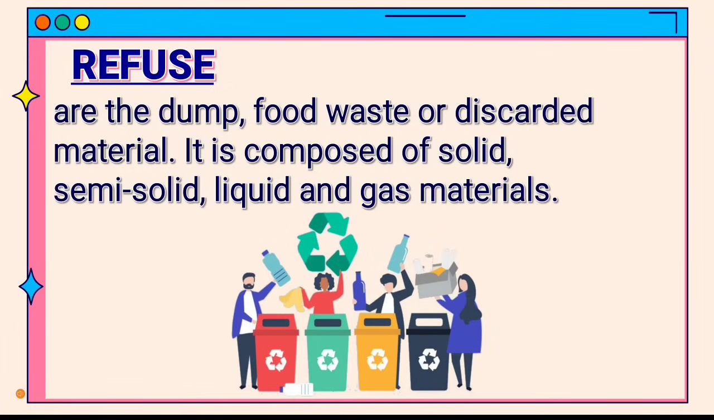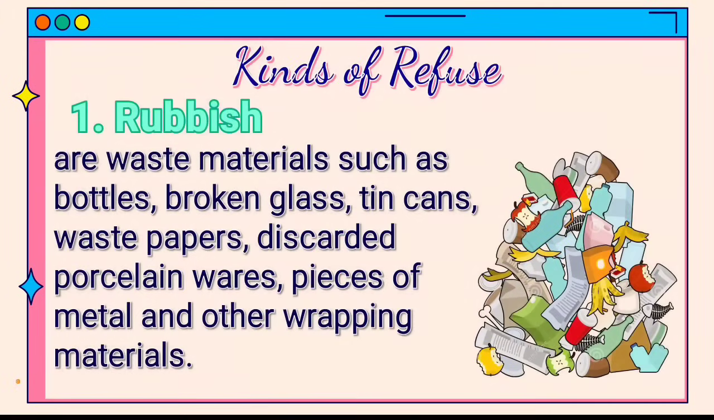Now, there are many kinds of refuse materials, and we will learn what these different kinds of refuses are. The first kind is what we call rubbish. These are waste materials such as bottles, broken glass, tin cans, waste papers, discarded porcelain wares, pieces of metal, and other wrapping materials. Usually, these are the things that can be found in junk shops.